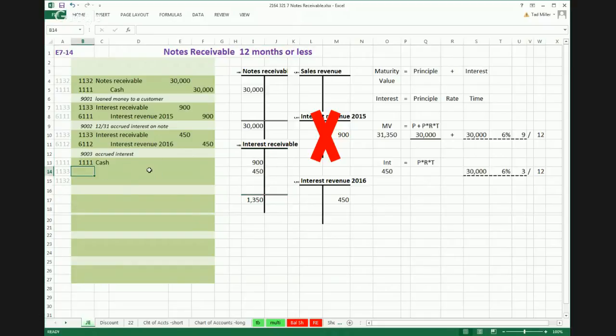So then on March 31st, they're going to give me cash. How much? $31,350, the maturity value. And when they give me that cash, then I will credit the interest receivable of $1,350 and the note receivable of $30,000. Hopefully the entry balances. It looks like it does.